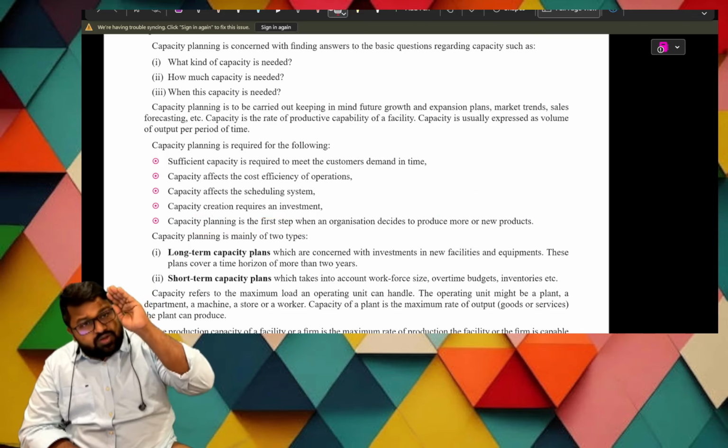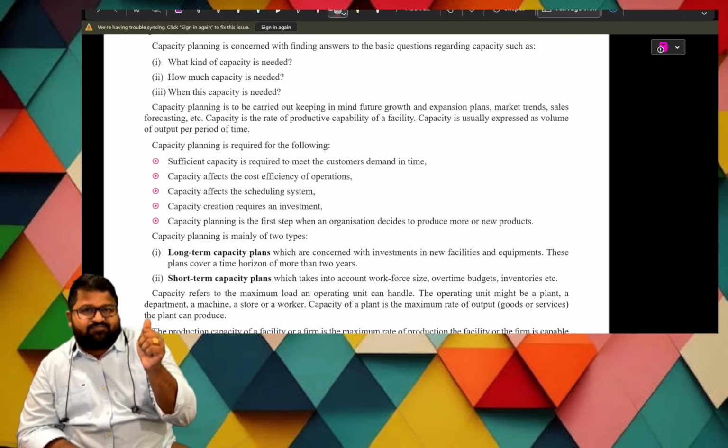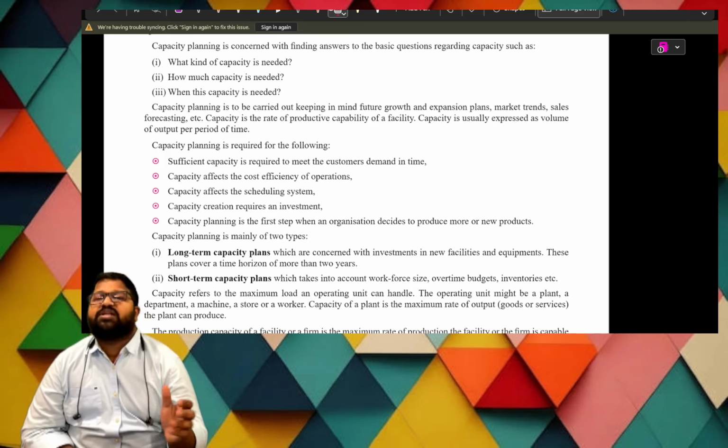So based on the capacity of your factory, you can plan everything. Investment is required, what type of raw material is required, everything will be decided.